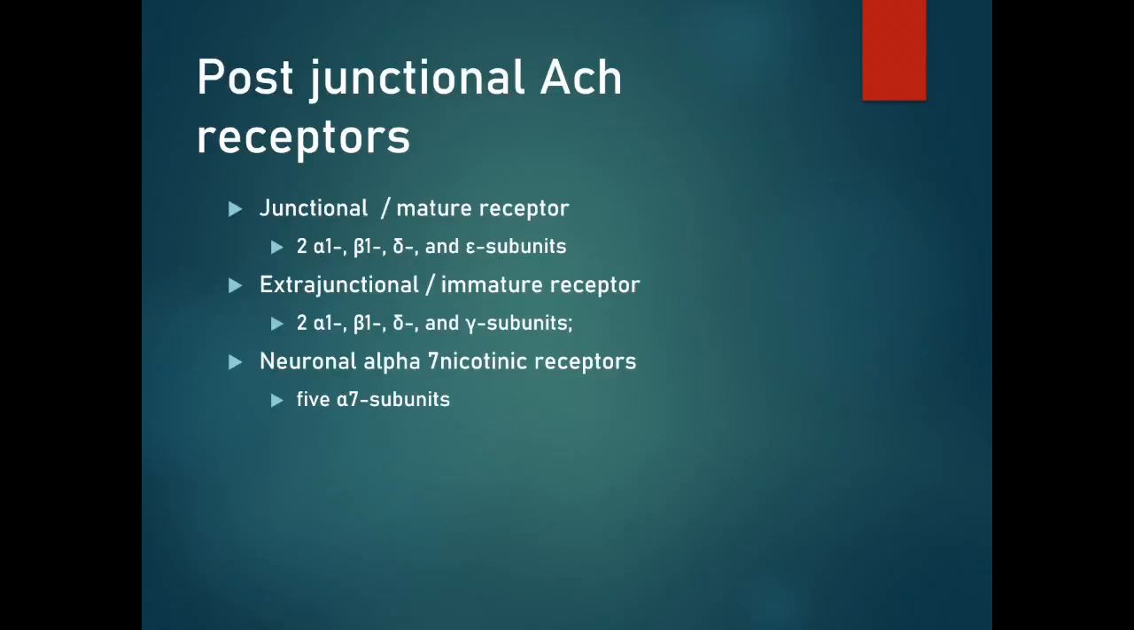The basic is the same. There are 2 alpha units and 1 beta unit and a delta unit, and an epsilon subunit in the case of mature receptors. Now the epsilon unit is replaced by a gamma subunit in immature receptors, whereas the neonatal or neuronal alpha 7 nicotinic receptors contain 5 alpha subunits alone. They do not have the other types of subunits.